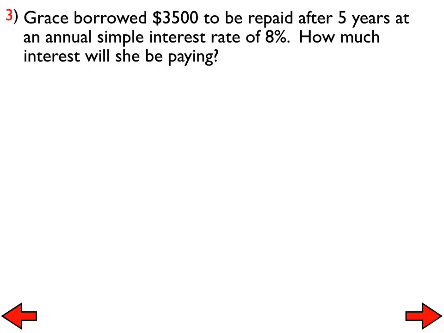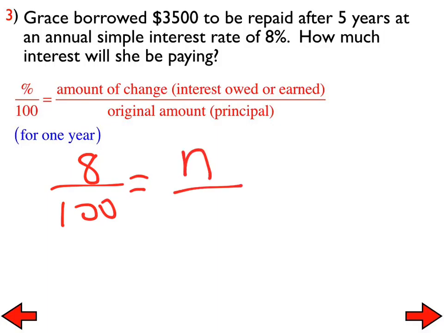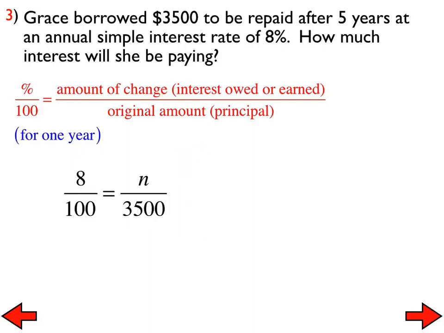So same setup here. Percent over 100 equals interest over principal. Percent over 100 equals interest is what we're looking for. And how much is the principal? 3,500. Solve this proportion, please. I'll let you finish this on your own. Multiply both sides by 3,500. N is by itself now. Divide by 100 here, so we have 35 times 8, which is 280. That is only for 1 year.